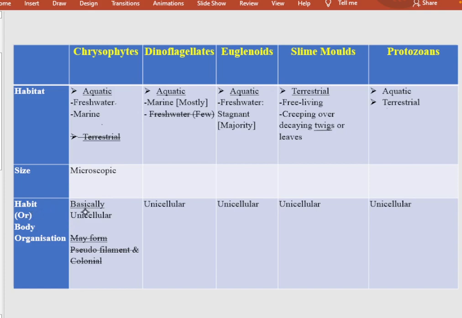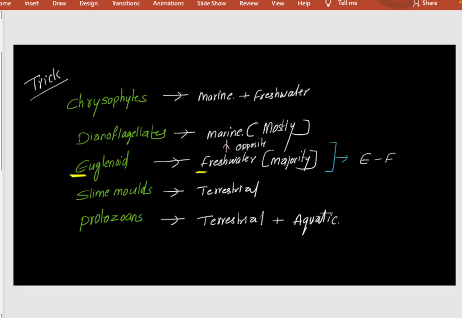So habitat, if you see, everything is unicellular only. Just for your information, chrysophytes can form pseudofilament, not filament, pseudofilament, colonial. But every cell is independent of each other. Every cell is able to perform all the functions. Hence, unicellular eukaryotic organisms are kept under Protista.